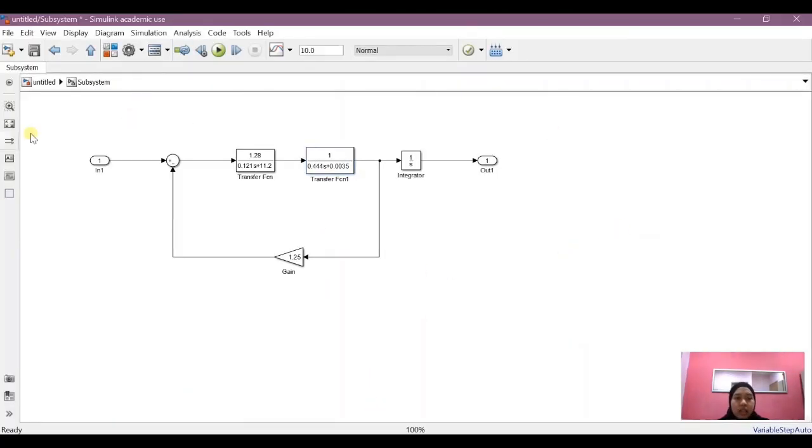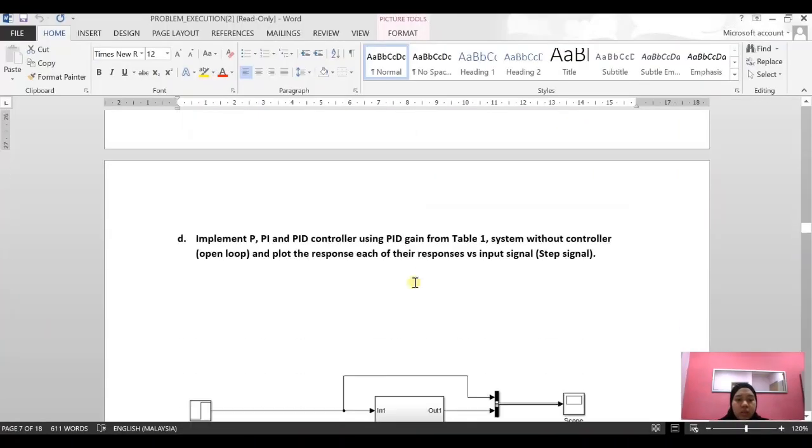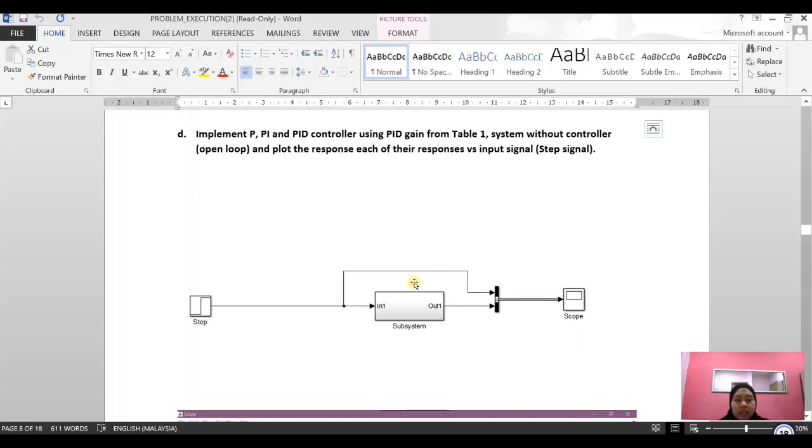This is our subsystem block diagram. Okay, next we will go to implement the P, PI, and PID controller using the PID gains from table 1. System without controller open loop, employ the response of each, their response versus input signal.